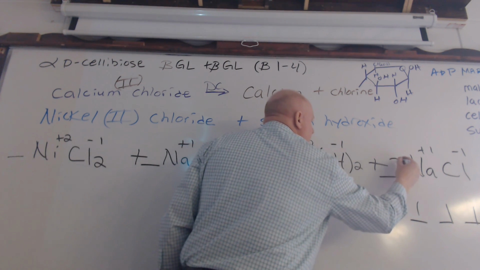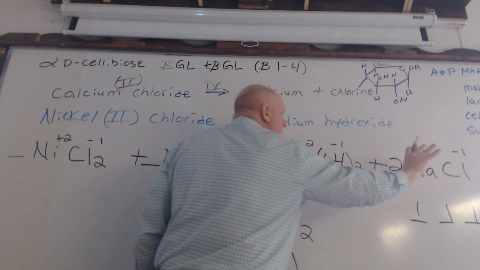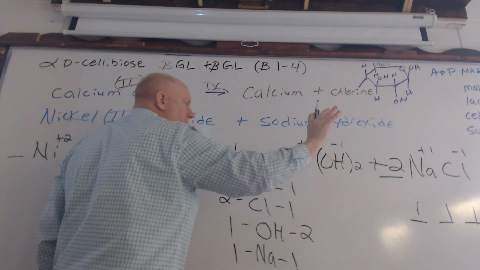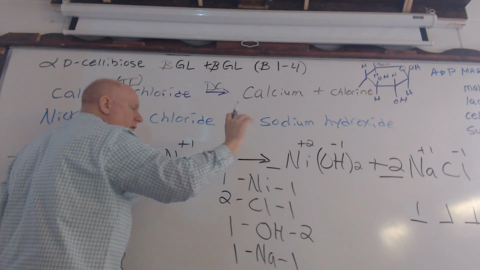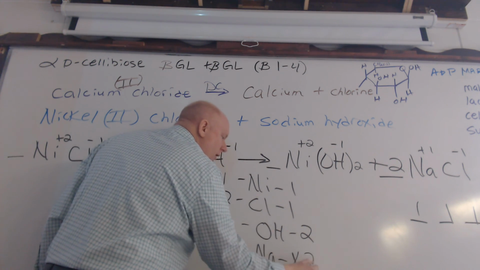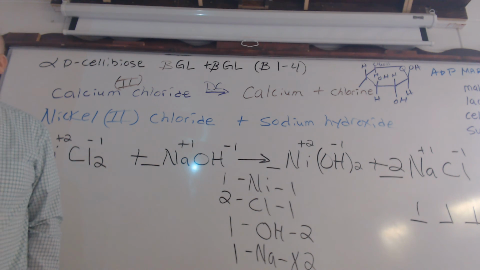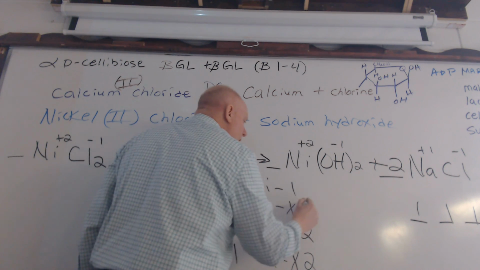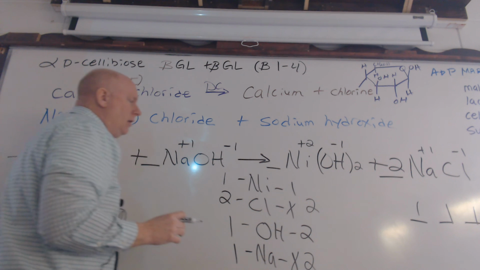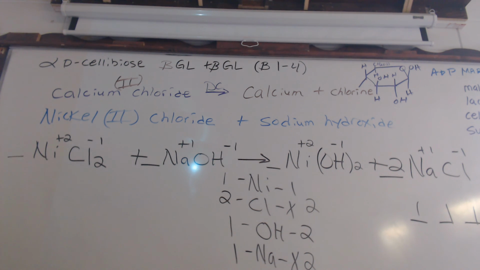Once we do that, distribute that through the entire compound. How many sodiums do we have now? 2. Distribute it through the entire compound. How many chlorides do we have? 2. We now have 2. So our chlorines are balanced, but our sodiums are not. I put a 2 in front of the sodium.